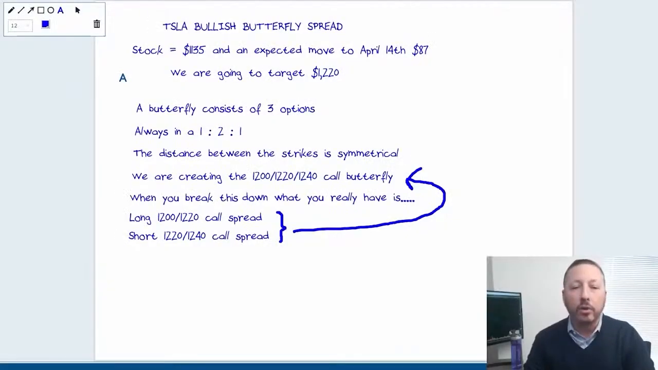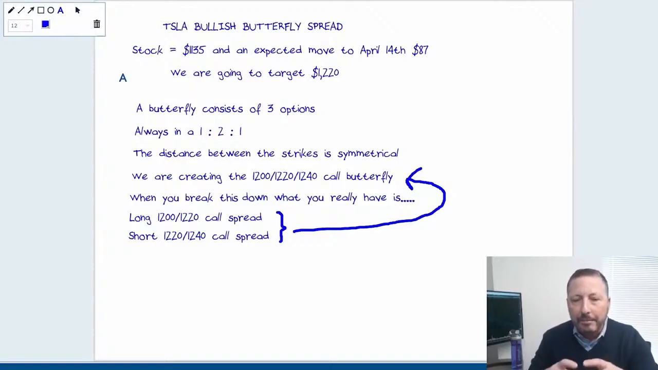Obviously, the wider the distance between the long and the short strike, the more expensive that's going to be. In this case, what we're doing right here is we have two vertical spreads, a long spread and a short spread. We are selling the 1220, 1240 to help finance the purchase of the 1200, 1220, with the goal being that the stock moves to that middle strike, which is the strike we identified as where that expected move is.